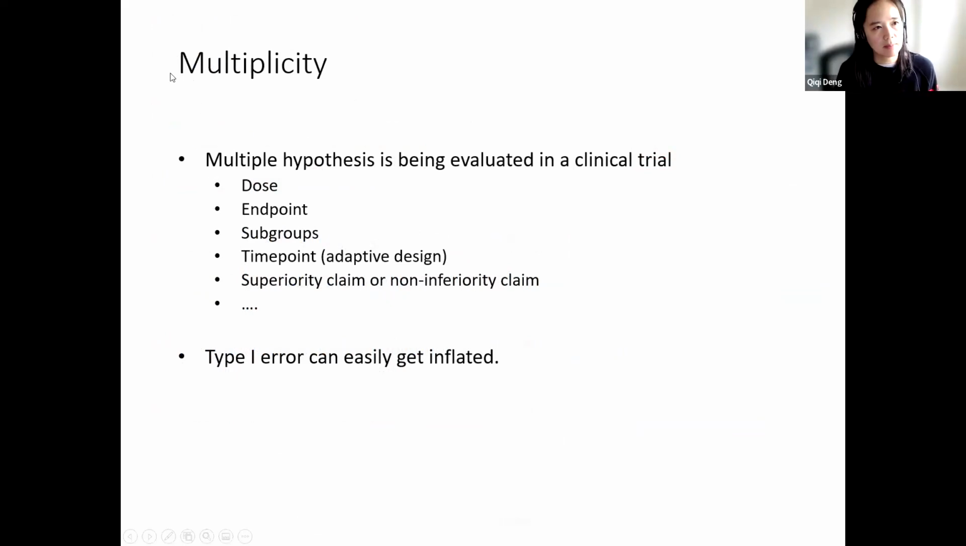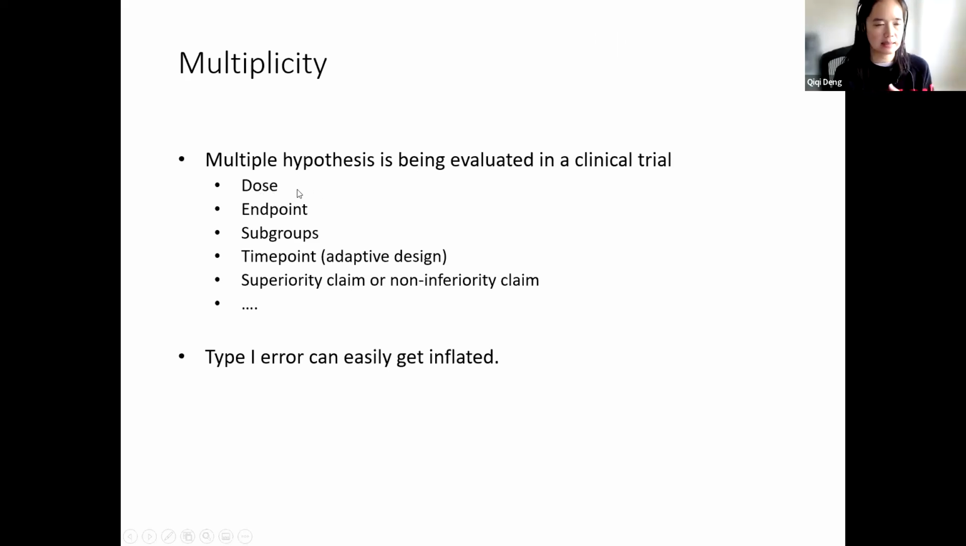Finally, the last topic I want to spend a little bit of time on is the multiplicity topic. This is another important topic for biostatisticians in clinical development. So when we have a clinical trial, we usually have a primary endpoint, and then a primary hypothesis, for example, that the drug reduces blood pressure at week 24.